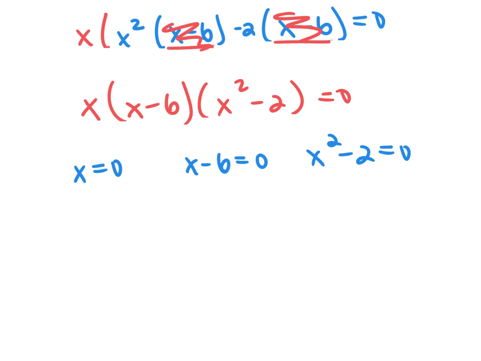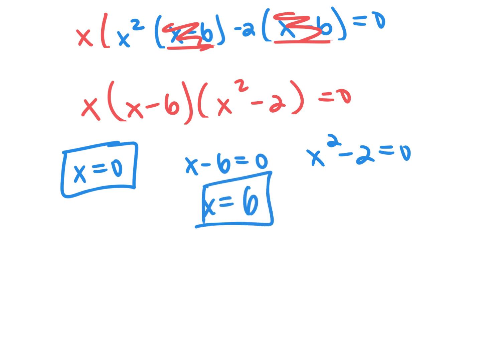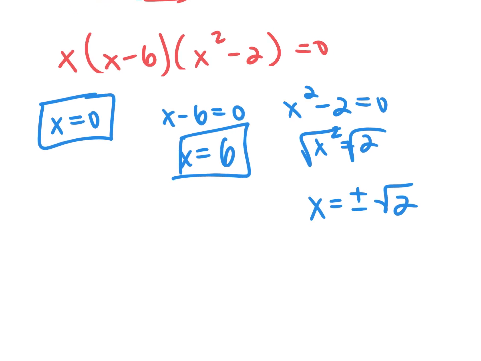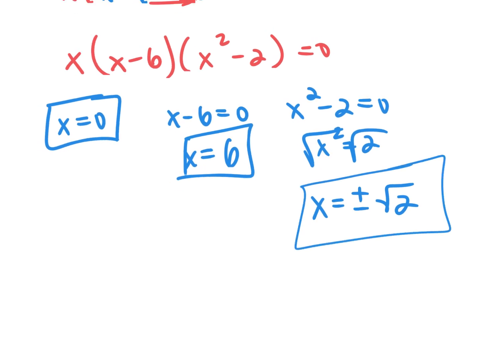So is one of my zeros x equals 0? Yes. What's my second one? X equals 6. Okay. If I solve this, x squared equals 2, and then I do what? Take the square root. So x equals what? Plus or minus the square root of 2. Is that 2 different answers? Yes. There's all 4 of your answers right there. There's your 4 zeros, guys.